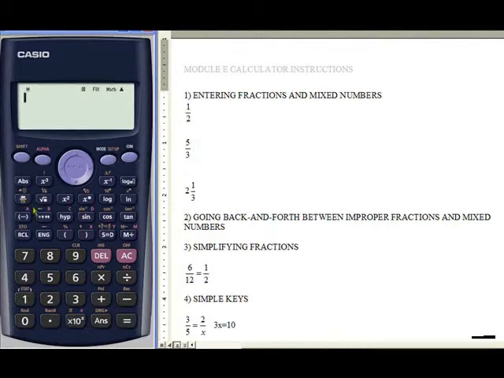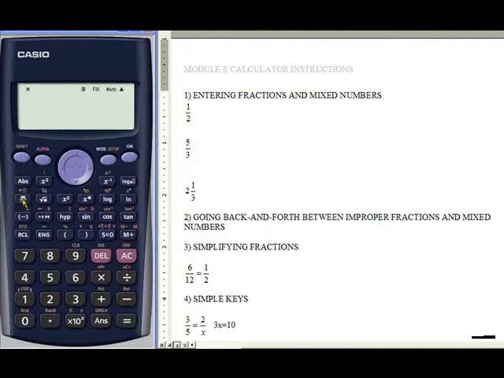So in this particular calculator, I'm wiggling the cursor here. The fraction key is right here. In some other calculators, it may show up as A space B/C. So it will do the same thing.